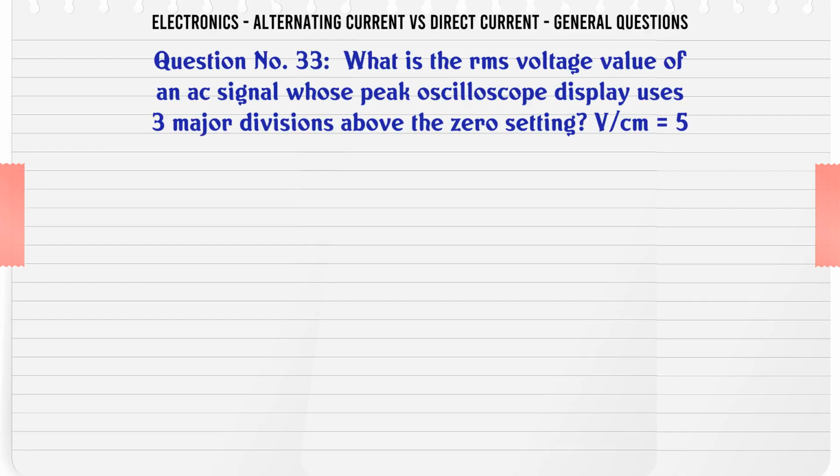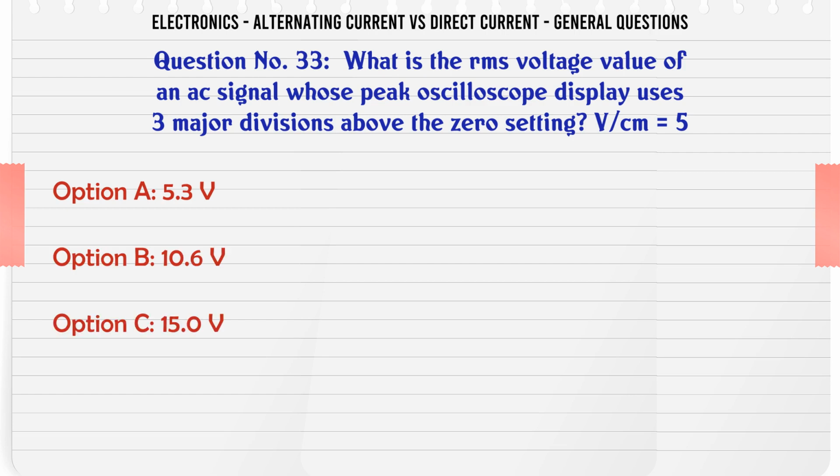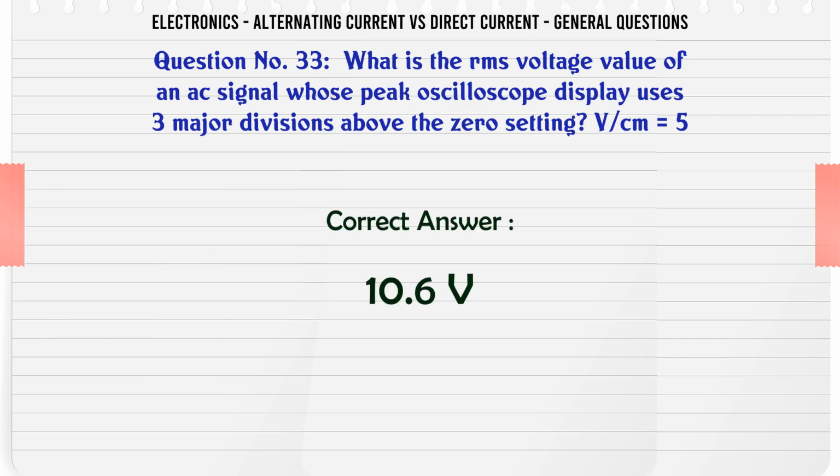What is the RMS voltage value of an AC signal whose peak oscilloscope display uses 3 major divisions above the zero setting, volts cm 5? A. 5.3 V. B. 10.6 V. C. 15.0 V. D. 21.2 V. The correct answer is 10.6 V.